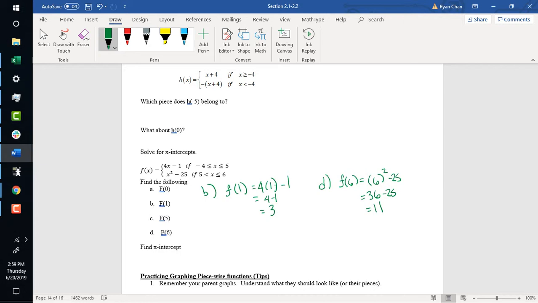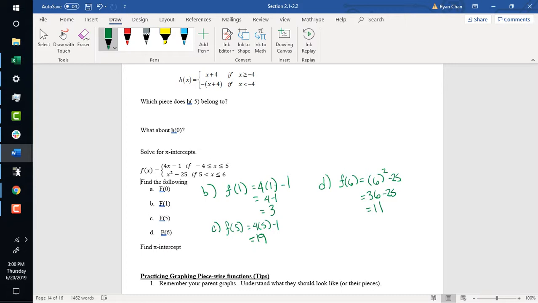I just want to quickly show you part C, because one thing you need to be very careful about is your inequalities, the less than or equal to or greater than or equal to. Less than means you don't include it, but if it's less than or equal to or greater than or equal to, you do include it. So if I look at f of 5, I have to be really mindful. I am not actually using the second one because x only works when it's greater than 5, and it doesn't include 5 here. So this is going to be 4 times 5 minus 1, and that will be 19.